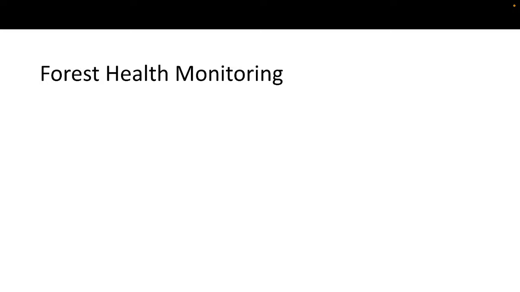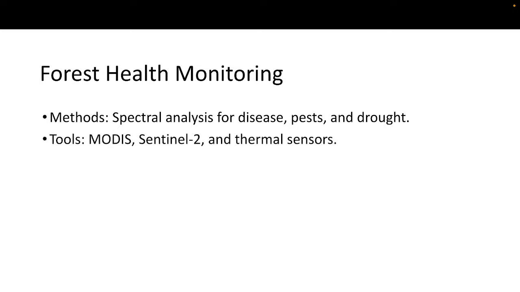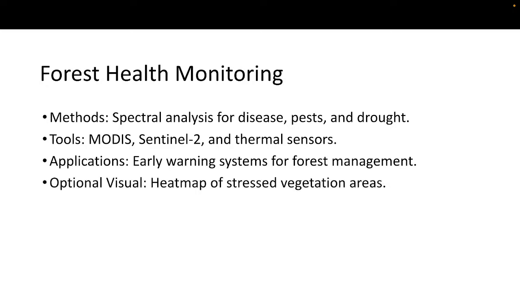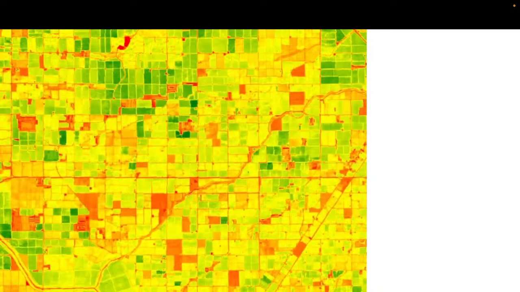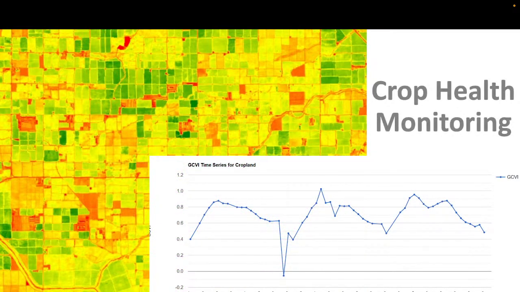And for forest health monitoring, we use different types of techniques. One kind is spectral analysis for diseases, pests, and drought. We do spectral analysis and then we can easily identify diseases, pests, and also drought. We use different types of satellite imagery for that, and also early warning systems for forest management. Further, you can see this is one kind of forest or agricultural land area, and we can easily use this type of index.